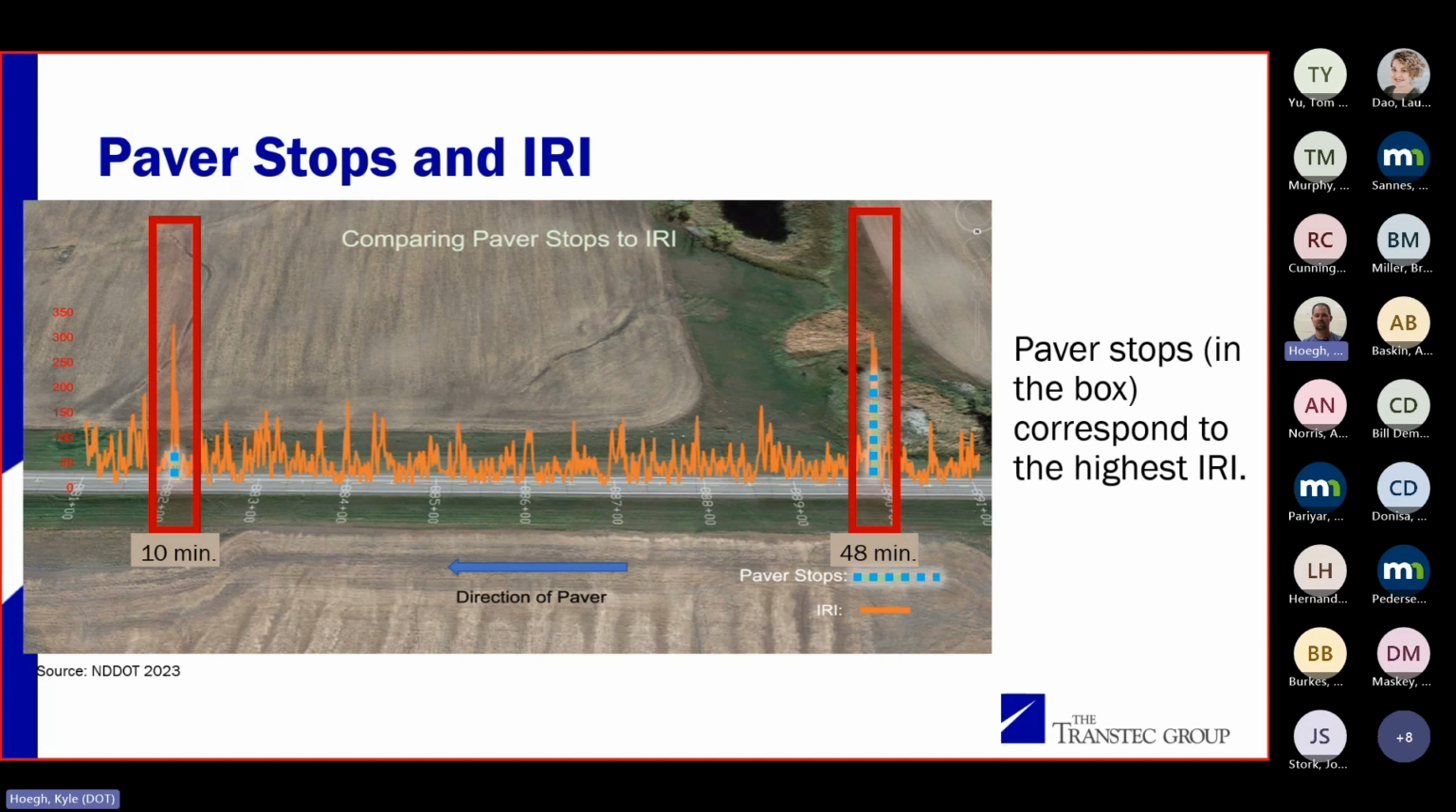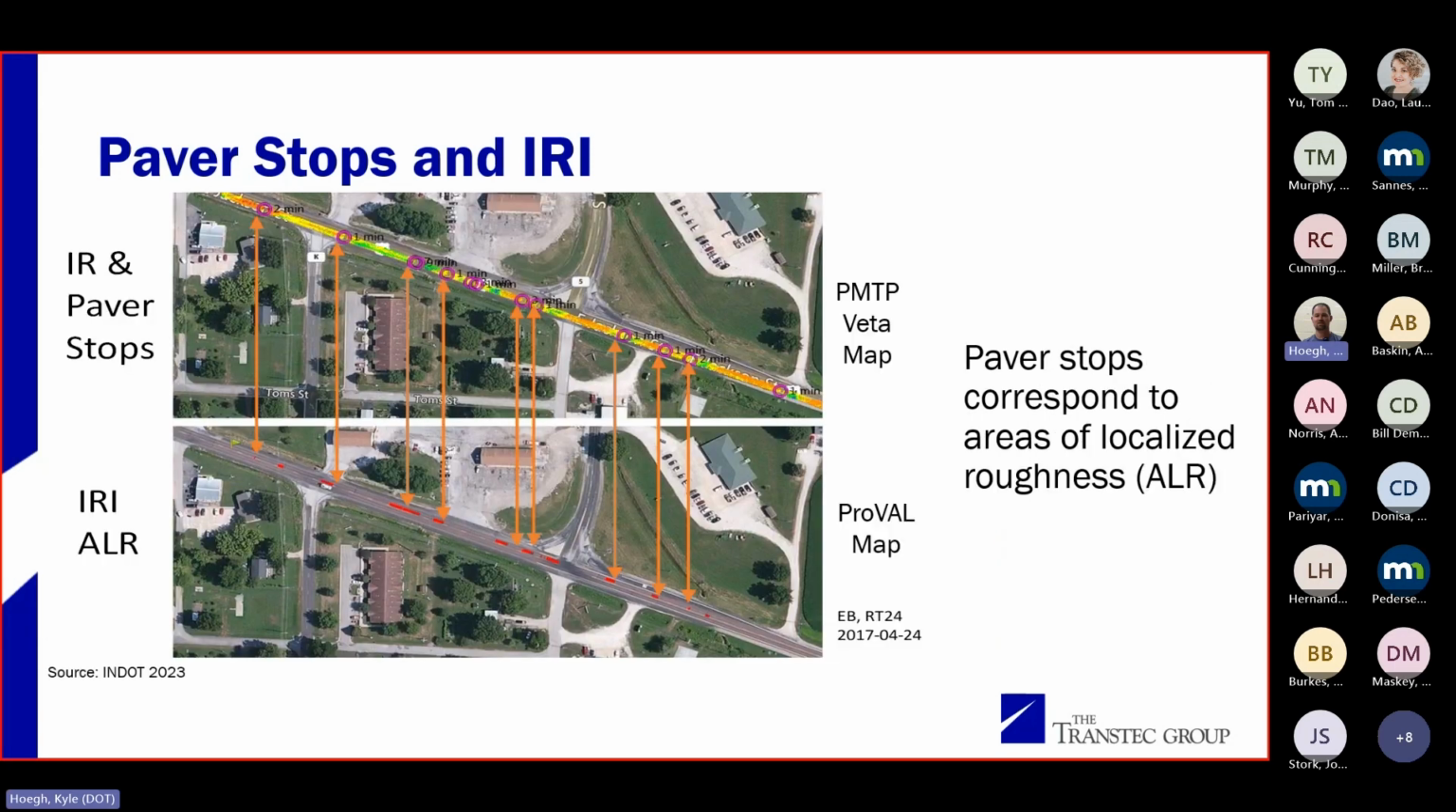And so having tools like this where we can monitor what's happening on the paving project and make changes appropriately are going to be really important. So here's another one, different project, same kind of concept where, everywhere the paver stopped, if you look at the corresponding IRI data, there's a little area of localized roughness. So, pavers really aren't meant to stop.